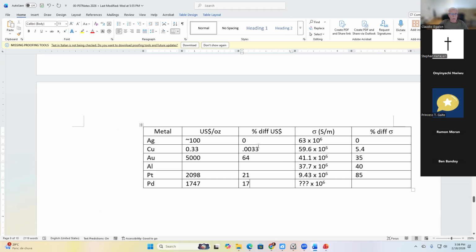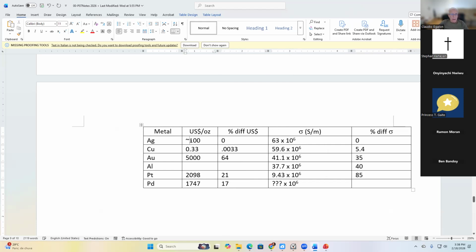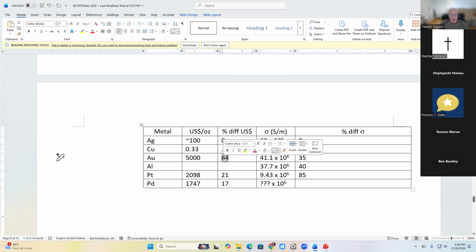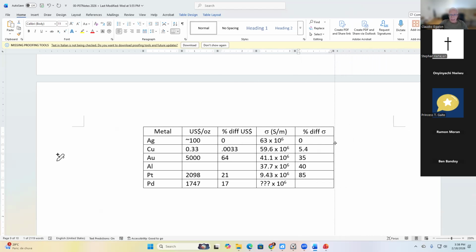Okay, those are rough numbers. Like I said, I put $100 here because that's what the real world is charging you, not the paper world. And this ratio that you saw right in here accounts for that undervalued price of silver, right? So this ratio should be a little bit less than that in the real world. And remember the conductivity.